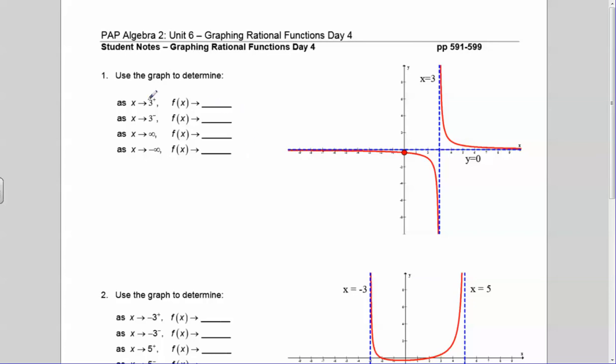There is some new notation, so I'm going to read this statement, and I want you to pay attention to the words I choose as I read each symbol. So this says, as x approaches 3 from the positive direction, the value of the function approaches what? So first is the arrow. The arrow means approaches.